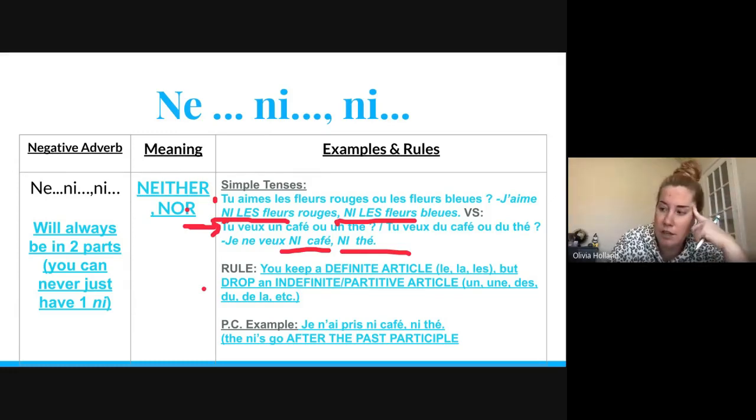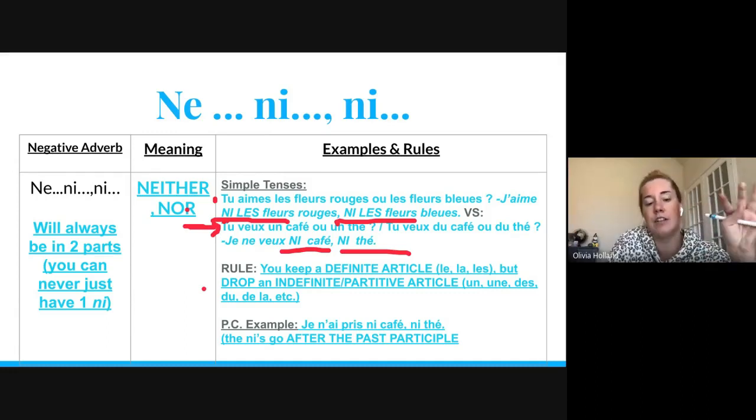So, like, I'm not going to France or Italy. Well, the preposition to mean "to" in that case is en. So you say, je ne vais ni en France ni en Italie. But for right now, all you need to know is that you keep definite articles, but you drop other types of articles. So indefinite, de, or partitive, which is du, de la, etc.